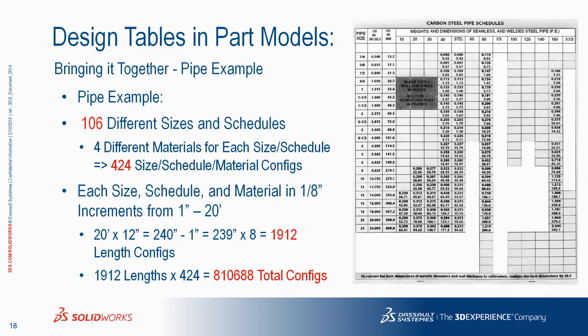It's not too bad. Then they tell you they want each size, schedule, and material in 1/8-inch increments from 1 inch to 20 feet. End result is about 811,000 configurations. Yeah, you don't want to put that all inside one design table. Could you imagine what the part file size would be at that point in time? How long it would take you to load it or rebuild it? So be aware of what you're building. Take a look at what the end result is going to be is what it comes down to with this.